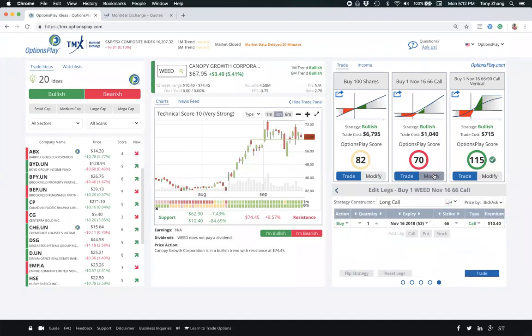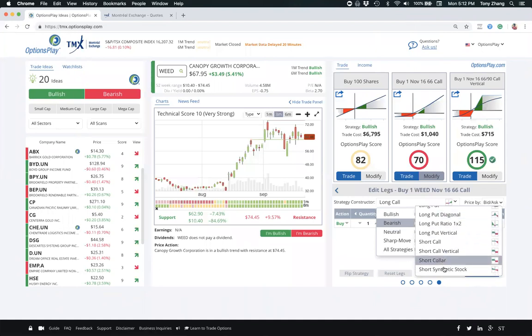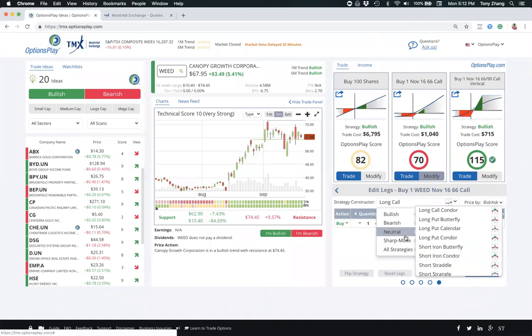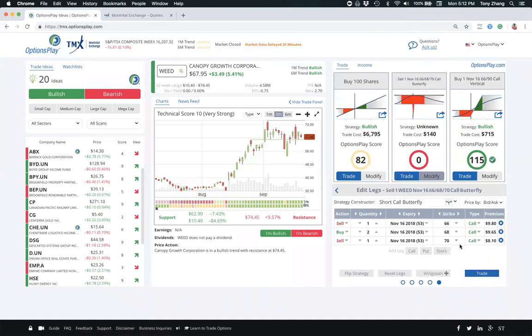But for those of you that want more advanced strategies, you can click on Modify. We have what's called a strategy constructor. So you can use this to construct all types of strategies. If you want to look at butterflies, condors, straddles, strangles, you can do all of that just by a click of a mouse, construct a call butterfly or condor, and you can flip these. You can do all different types of things, move them all up one, down one. You have all this functionality to allow you to really play around with these strategies, and you can find those all under the Modify button.